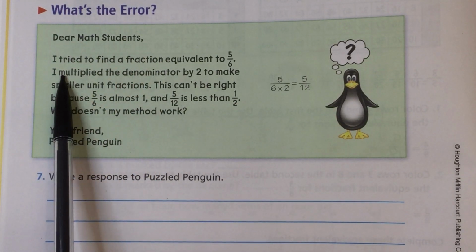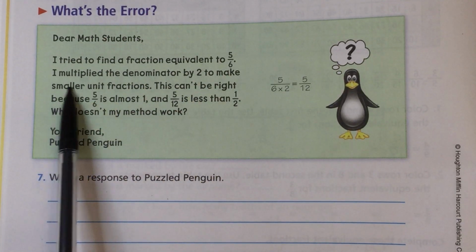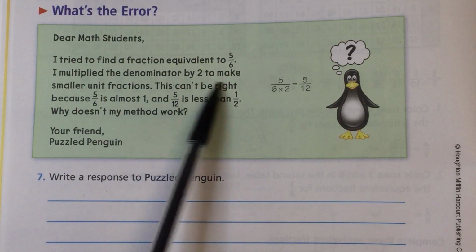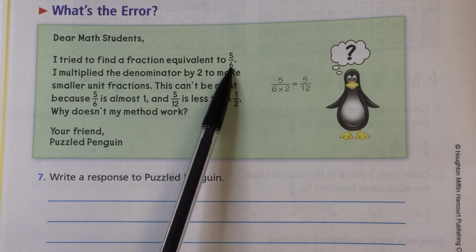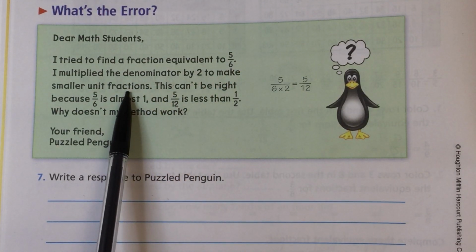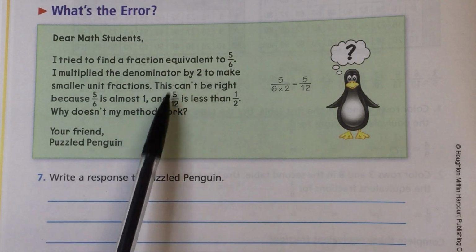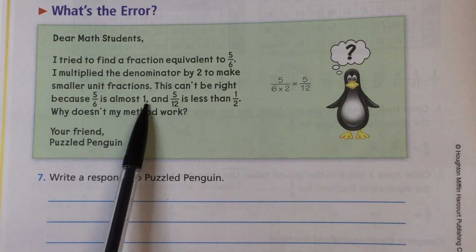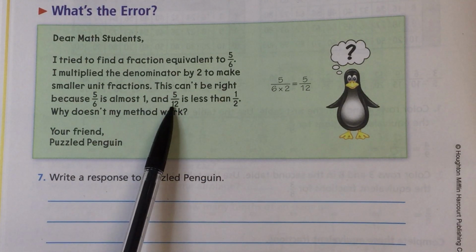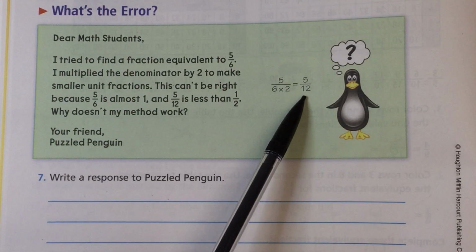Dear math students, I tried to find a fraction equivalent to 5/6. I multiplied the denominator by 2 to make smaller unit fractions. Okay, so far that makes sense, right? You could multiply 6 by 2 and then you would get a bigger number, but the fraction section would be smaller. This can't be right because 5/6 is almost 1, and 5/12, what he got when he multiplied 6 by 2, is less than 1/2.